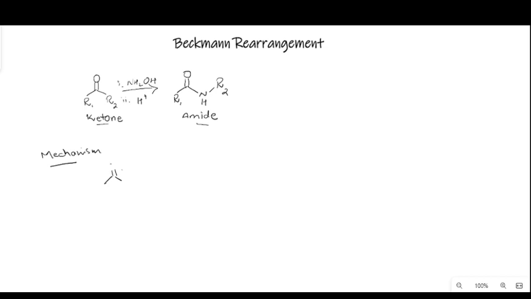So in the first step, this ketone is reacted with hydroxylamine, and you know that this reaction produces an oxime. What happens is that this nitrogen of the hydroxylamine attacks the carbon, shifting the pi electrons towards oxygen, forming this tetrahedral intermediate. Nitrogen loses the proton to oxygen to stabilize itself, and so this produces this molecule.